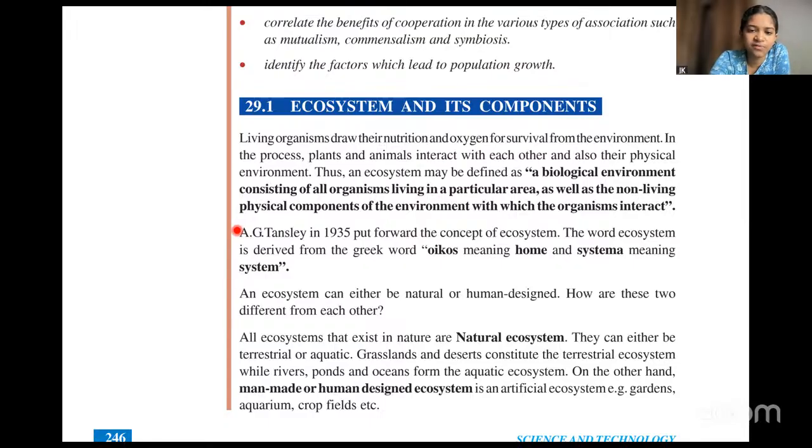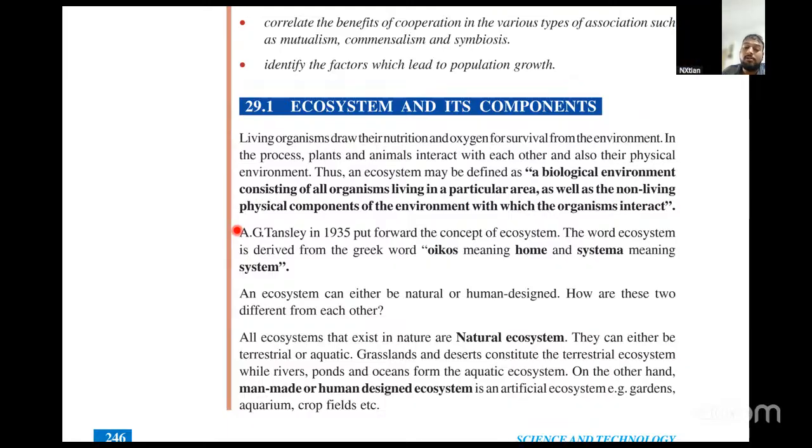How are these two different from each other? All ecosystems that exist in nature are natural ecosystems. They can either be terrestrial or aquatic. Grasslands and deserts constitute the terrestrial ecosystem, while rivers, ponds, and oceans form the aquatic ecosystem. On the other hand, man-made or human-designed ecosystems are artificial ecosystems. Examples: gardens, aquariums, crop fields, etc.